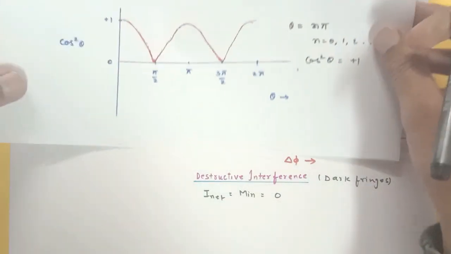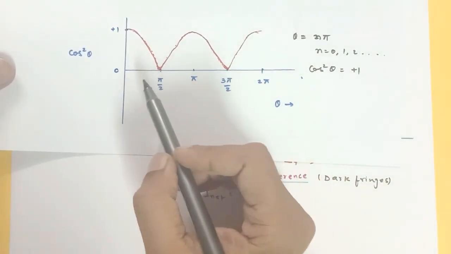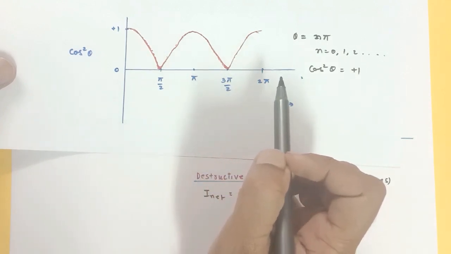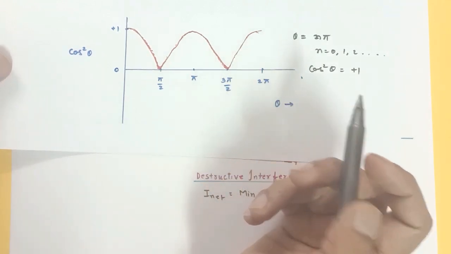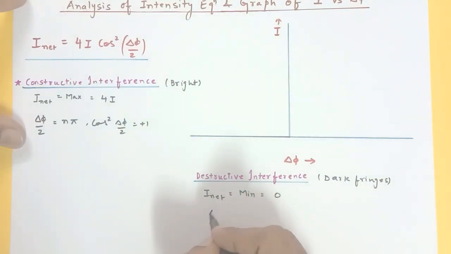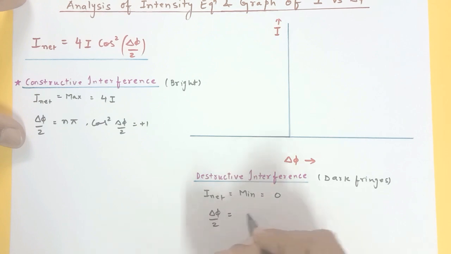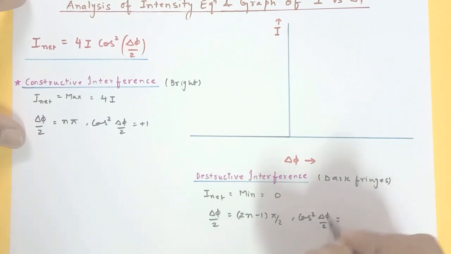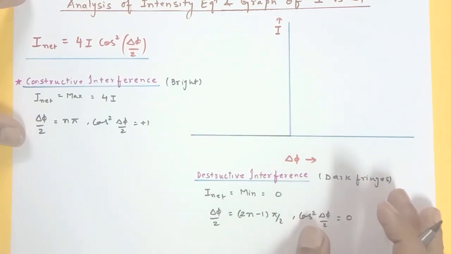And if you look at this graph again, at pi by 2, 3 pi by 2, 5 pi by 2, right, then 7 pi by 2. So in short I am talking about (2n minus 1) pi by 2. So if the angle delta phi by 2 is (2n minus 1) pi by 2, then the cos square delta phi by 2 is going to be 0, and then and only then I will get the net intensity or minimum intensity.